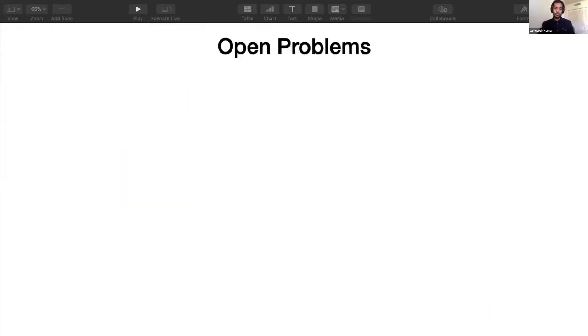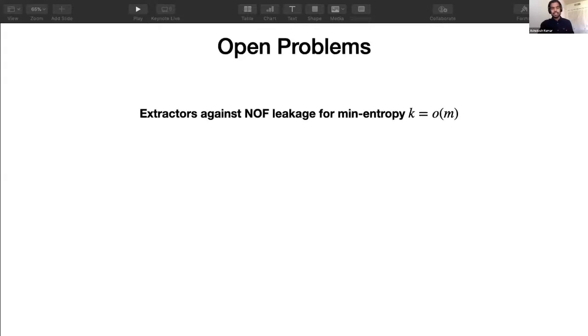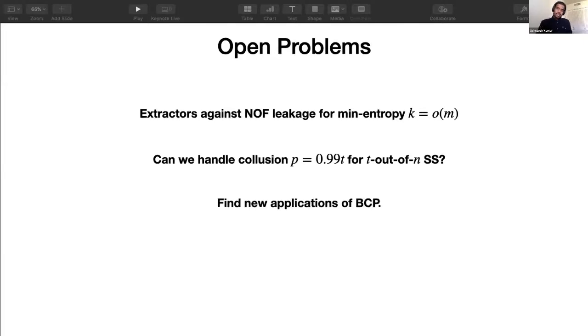So I'd like to end with open problems. Our extractors, while they are very good for BCP leakage, for NOF leakage, they require linear min entropy. Can we go below that? Our secret sharing schemes can handle collusion t by log t. Can we actually get 0.99 t, as for the case of t equals n? And similarly, can we find new applications for BCP?